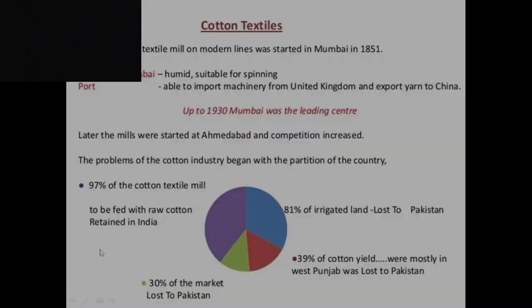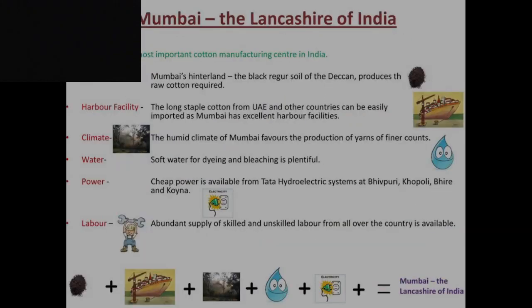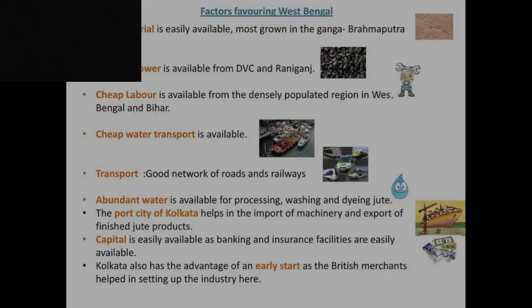So the problem of the cotton industry began with the partition of the country. 97% of the cotton textile mills were left to be fed with the raw material grown in India. 81% of irrigated land was lost to Pakistan. So after independence, it was difficult for India, but still we are the third exporter and producer across the globe.